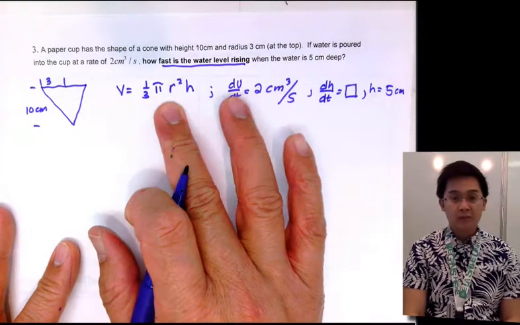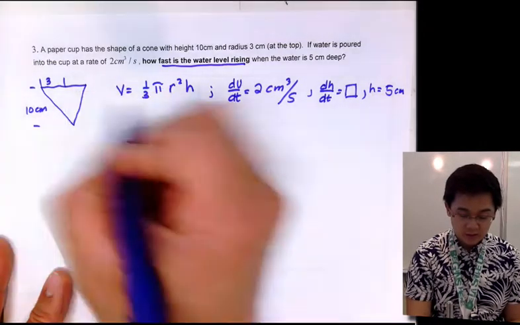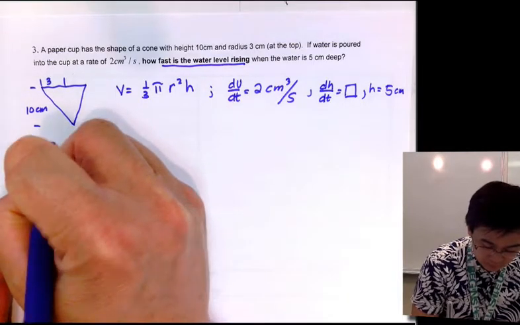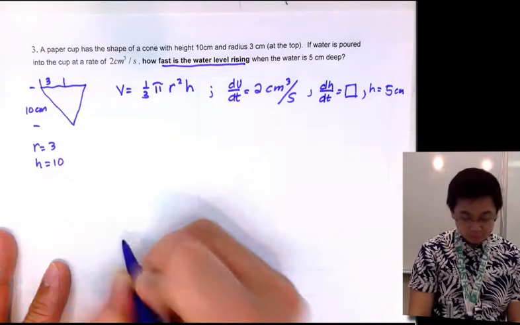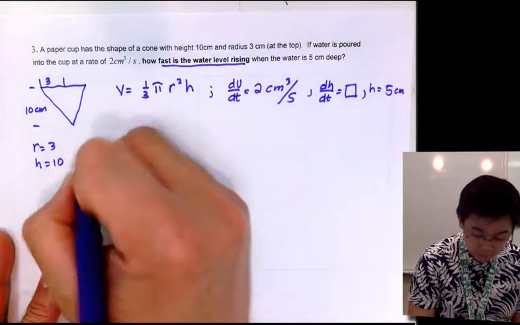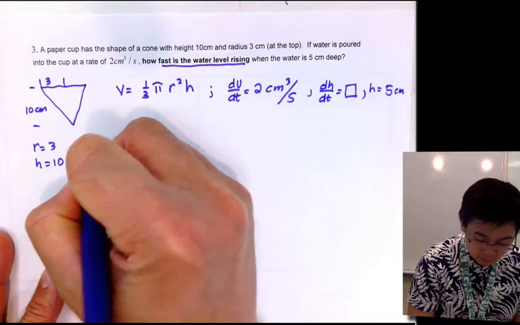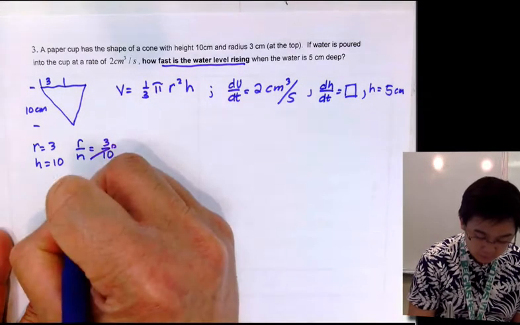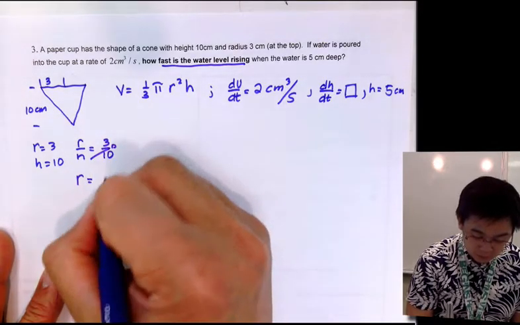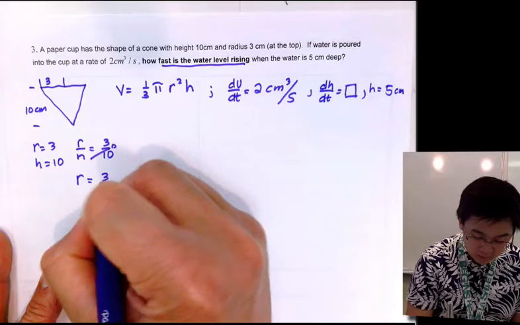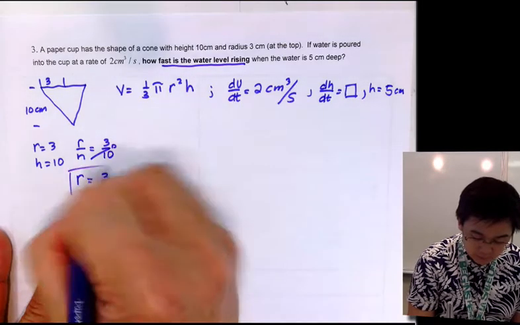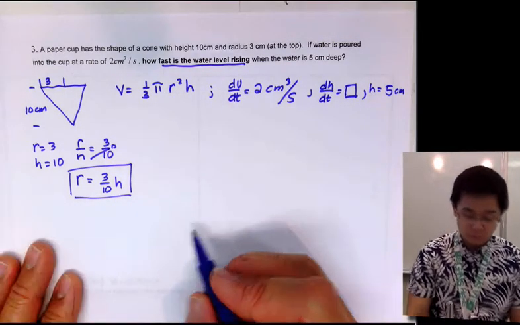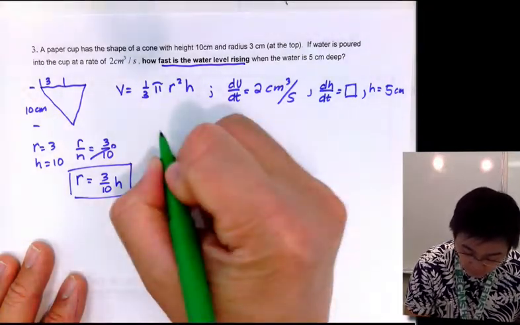Now let's go ahead and modify our formula by changing it into a one variable formula for the volume. So the radius is 3 and the height is 10 centimeters. By ratio and proportion, we can have r over h equal to 3 is to 10. And by cross multiplication, we can have the value of r in terms of h, which is 3 over 10 h. So this is going to be the value of our r that we can use to modify the formula.